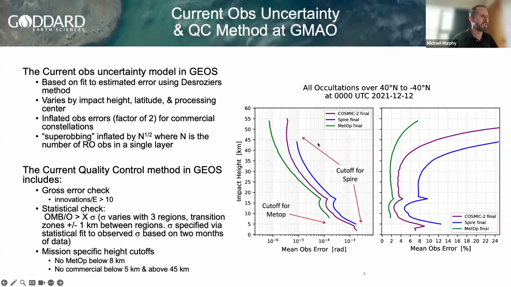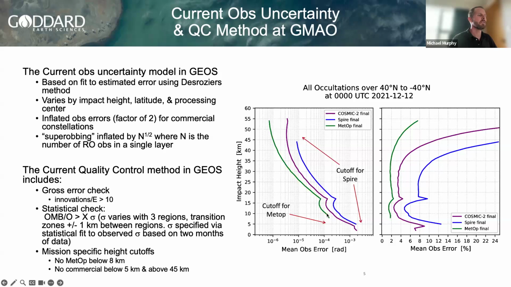And I made a plot here. If we look in terms of radians here at the observation error with respect to impact height, you can see for different constellations, we have Spire in blue, COSMIC-2 in purple, and MetOp in green. You can see they have different vertical profiles of observation uncertainties. And you can see I've highlighted the cutoffs here.